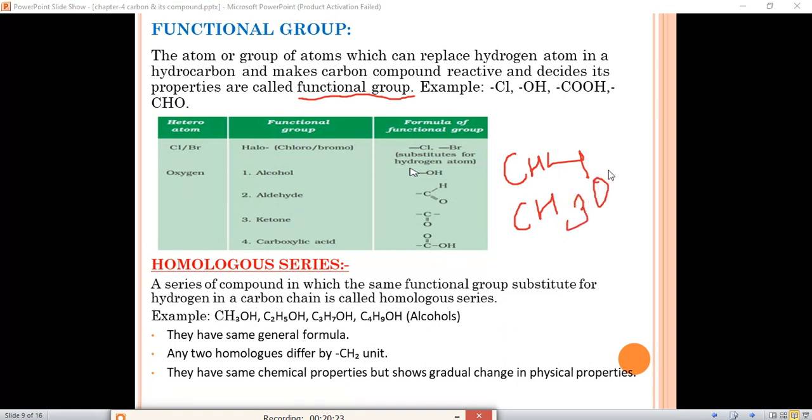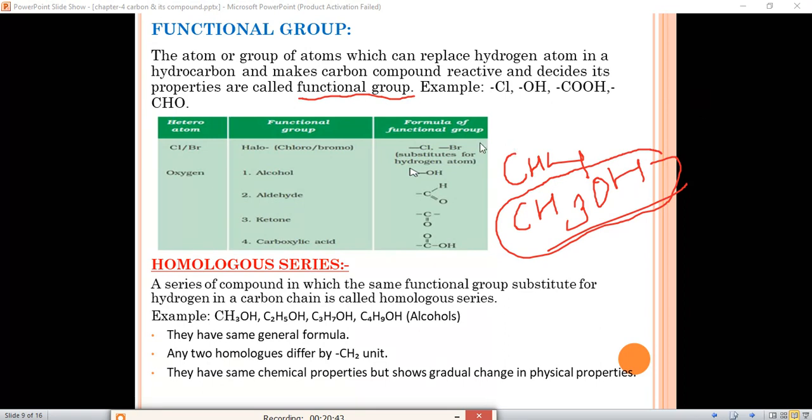CH3OH. What is the name of this compound? Methanol. Now it becomes from methane to alcohol. From a hydrocarbon it is converted into alcohol. One of the H is replaced with OH group. Now the property of this compound is completely changed. Now it will behave like an alcohol and its properties will also be like an alcohol.